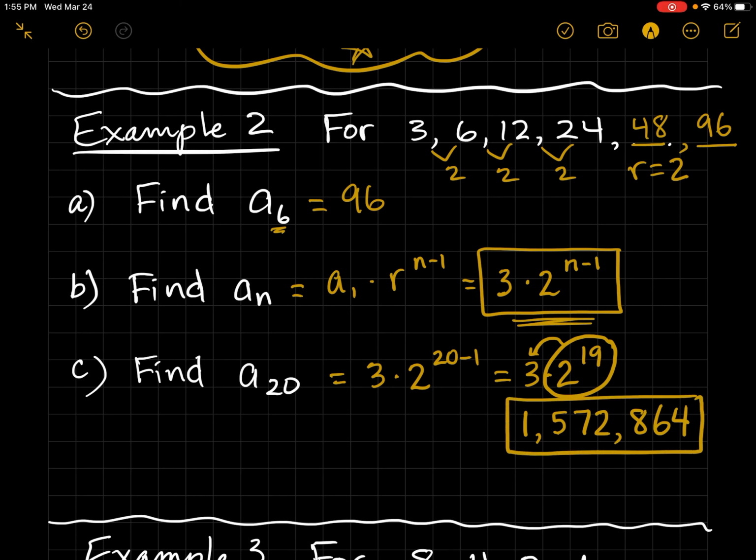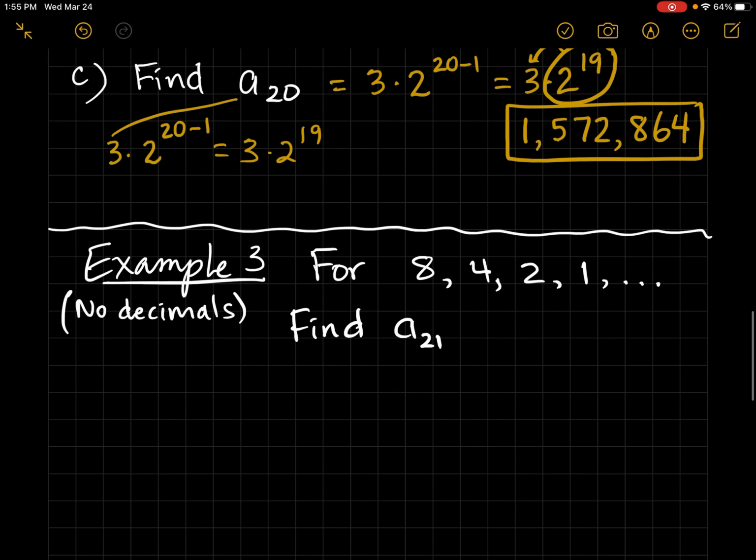I also want you to realize that you could have found a sub 20 by going right into that original formula, and it comes out just the same. A1 times the ratio to the n minus 1. And you see that's the same thing: 3 times 2 to the 19th. So either way, you get the same answer.